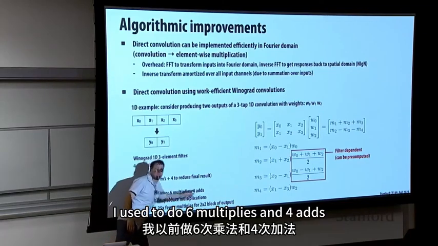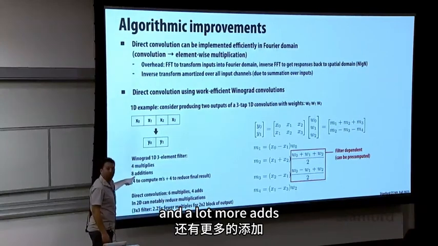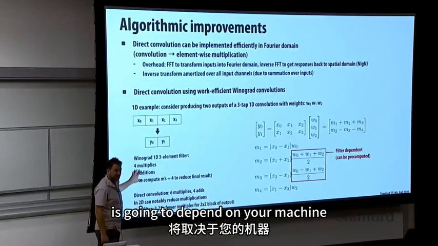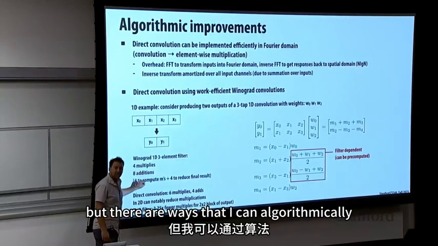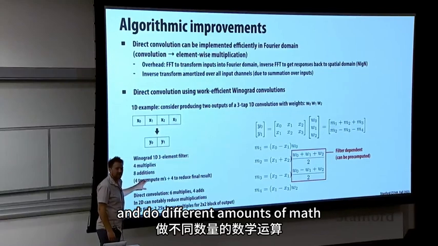I used to do 6 multiplies and 4 adds. Now I'm actually doing far fewer multiplies and a lot more adds. Whether or not this is a good trade-off is going to depend on your machine and stuff like that. But there are ways that I can algorithmically start moving symbols around and do different amounts of math.